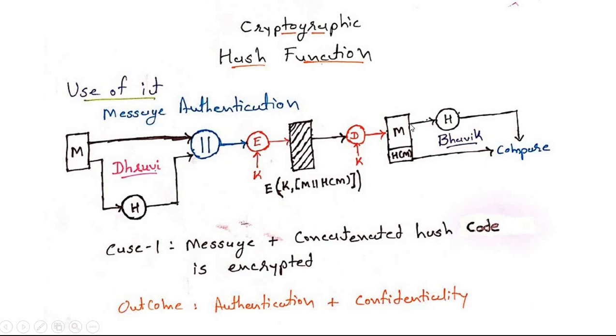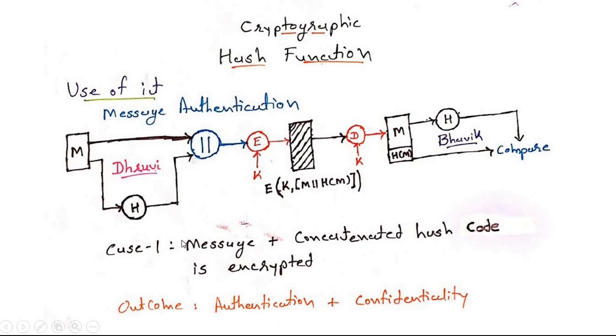So what will Bhavik do? Bhavik will apply the hash function, extract the message, and then compare it with the H of M which was applied on the original message. If both are the same, then Bhavik has received the actual message without any disturbance, interference or misleading data. So if you understand how we use the cryptographic hash function here, get it? That is case number 1.